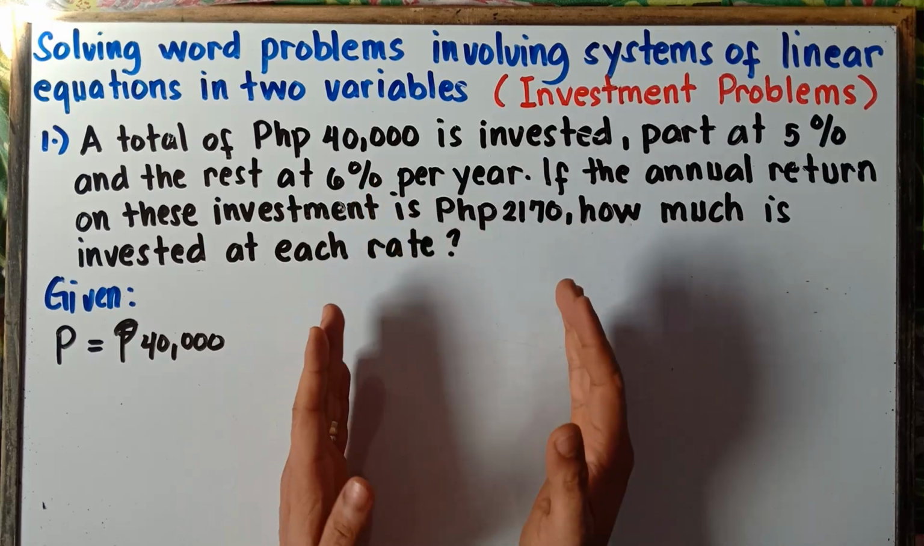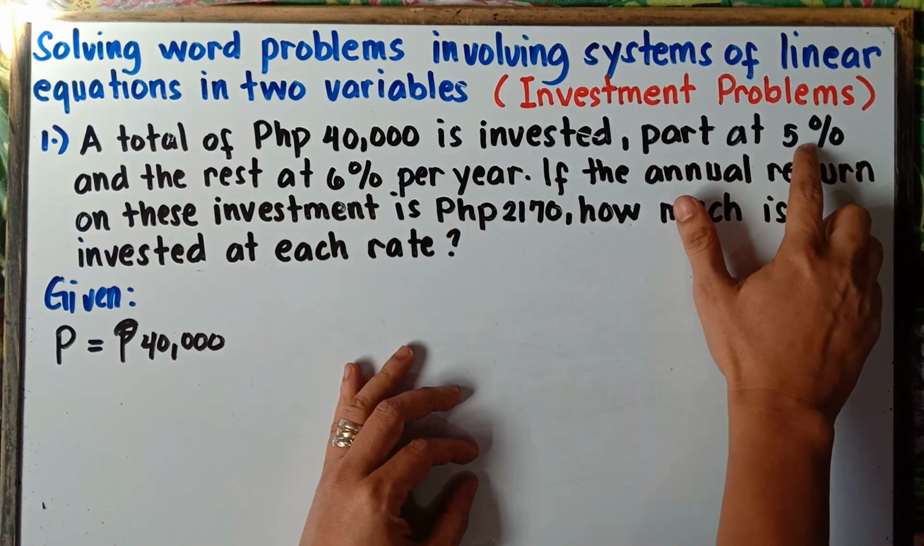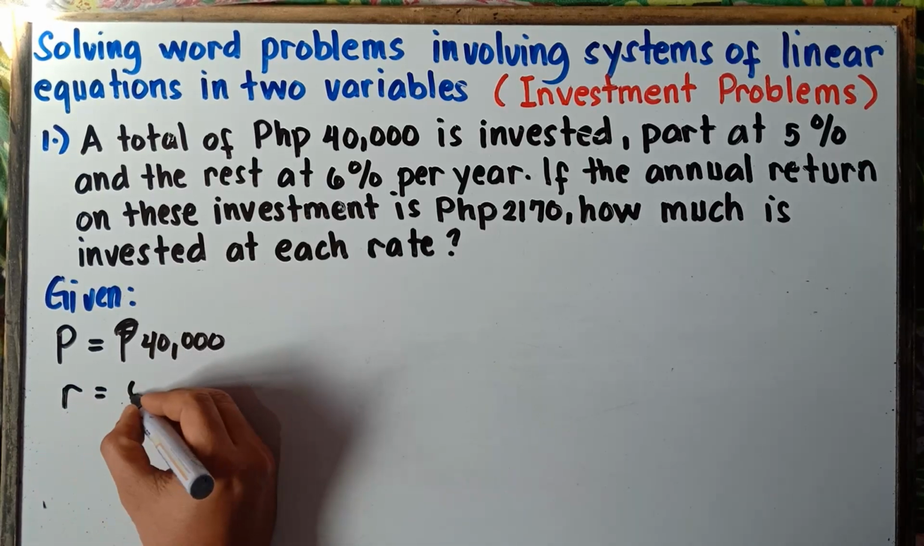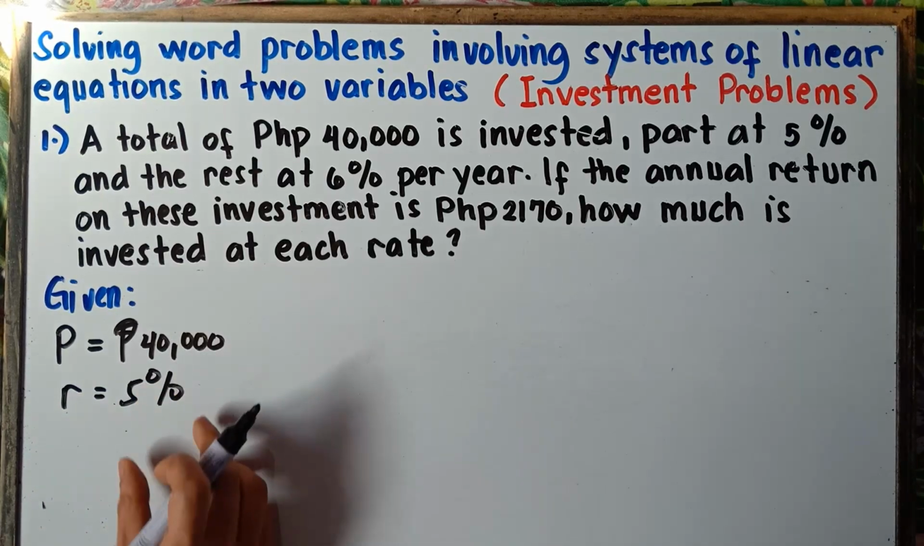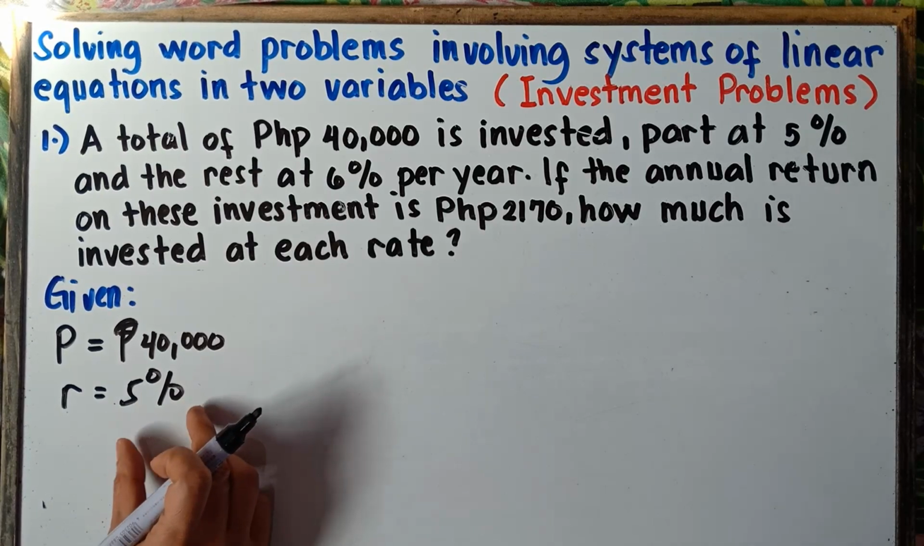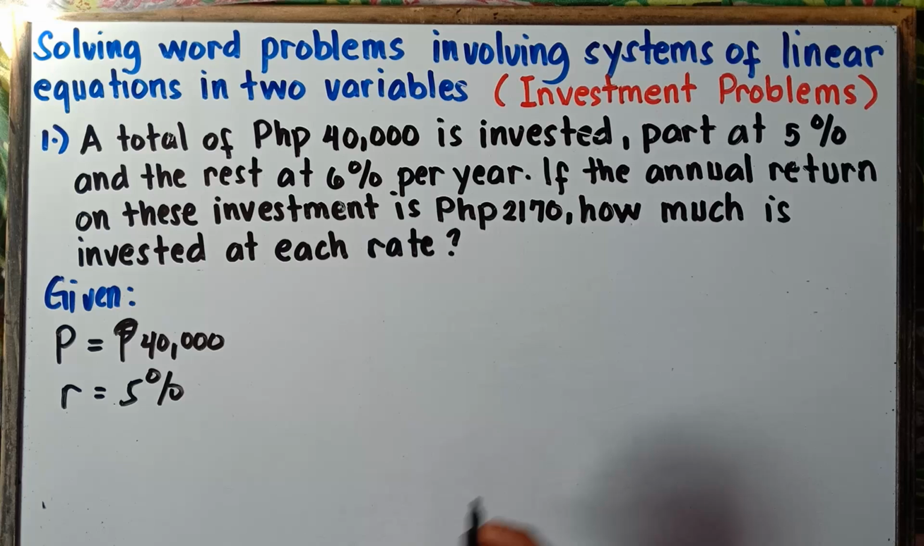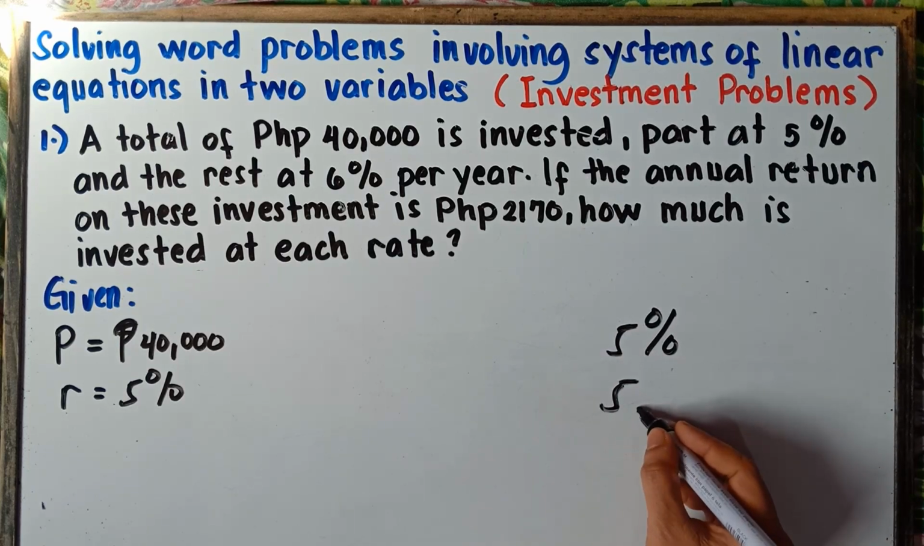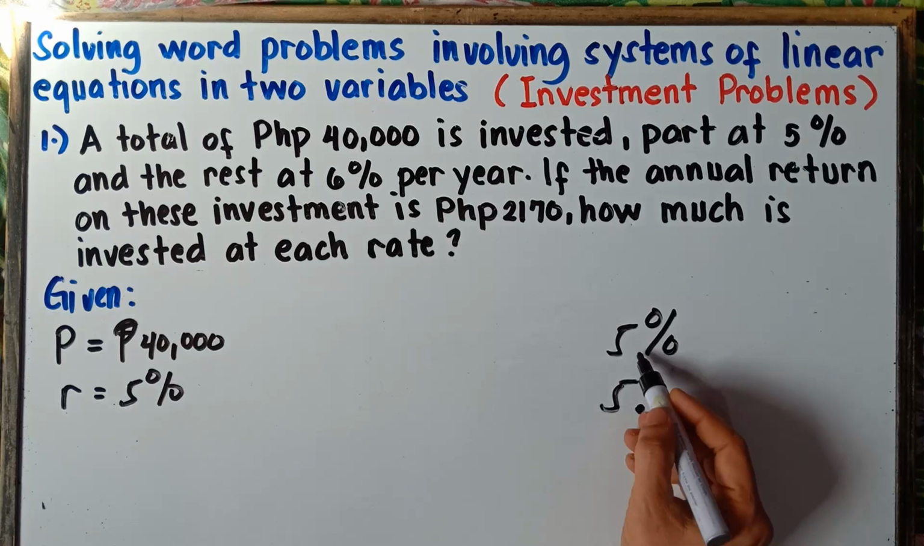Okay, so therefore, class, we have given rates. We have 5% and then 6%. Let's write down that one. We have given rate, that would be 5%. Of course, class, we need to change this one into decimal. What is 5% in decimal? Of course, we know that for any whole number, the decimal point is always after the whole number, right? The decimal point is here.